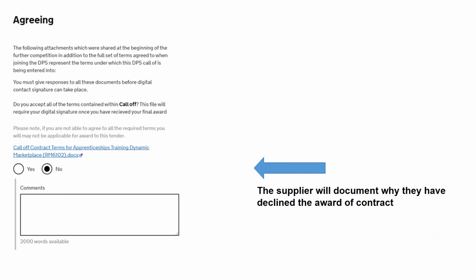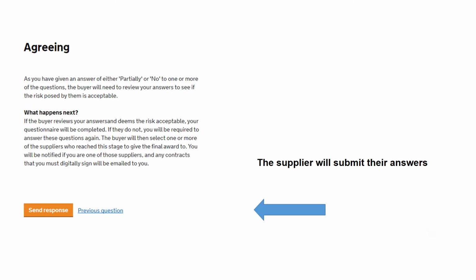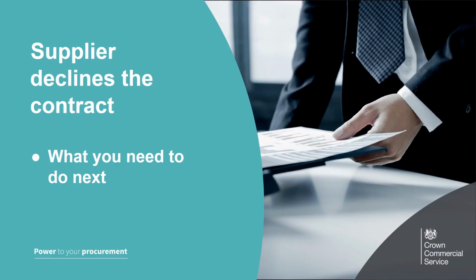The supplier will document the reason why they have declined the award. The supplier can send their message via the system by selecting Send Response. A supplier has declined the contract documents for a particular reason. We will go through the steps you need to undertake on the system.